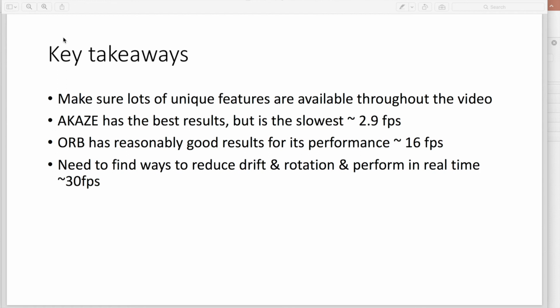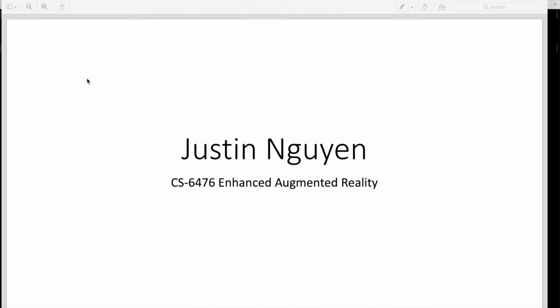And my next steps are to find ways to reduce drift and rotation, and to get the code to perform in real time at about 30 frames per second. This is Justin, and this is the presentation for my CS-6476 final project around enhanced augmented reality.